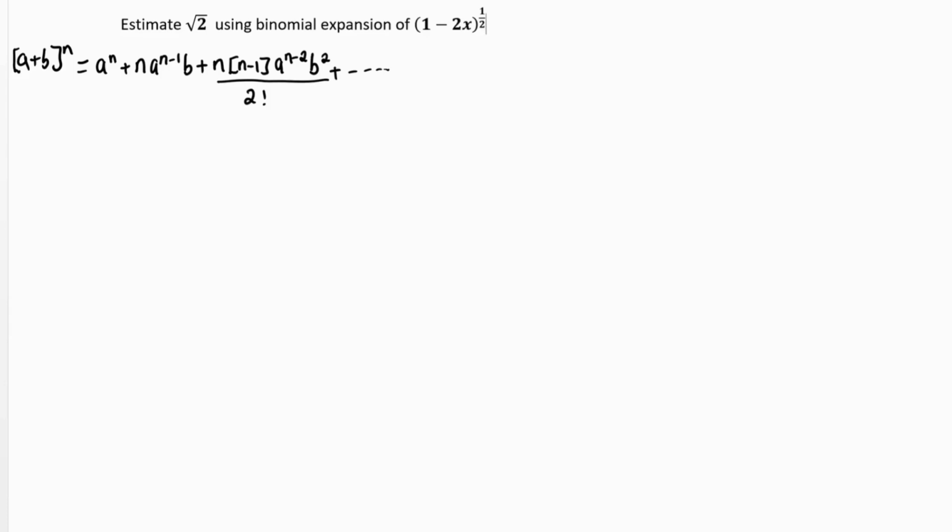Therefore, (1 minus 2x) raised to 1 over 2 is given by 1, since 1 raised to any power remains 1, plus a half into 1 into b, which is the same as minus 2x, plus a half into (n minus 1), which is the same as negative a half, into 1 into negative b squared, which is negative 2x squared, all over 2 factorial.